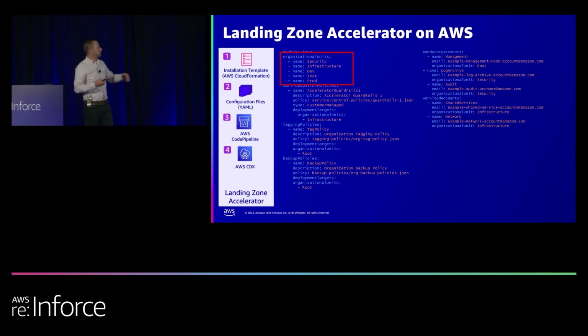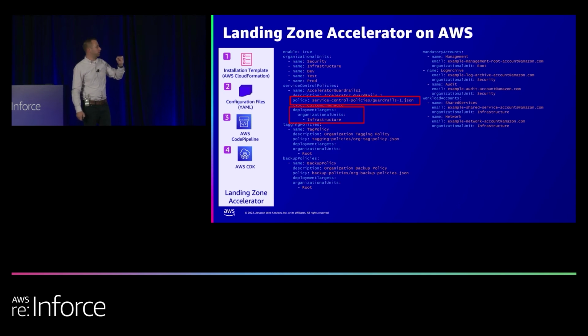Just draw your attention to how you actually define what your OUs look like. Out of the box, we match what our secure reference architecture looks like: security and infrastructure, dev, test, prod. But really, it can be anything that your organization needs. Once you define what those OUs look like, you start defining what the service control policies are that those OUs need to be subject to. In this particular example, as I'm showing here, we've got those foundational guardrails configured out of the box. That's the guardrails JSON file, and the deployment target here is the infrastructure OU.